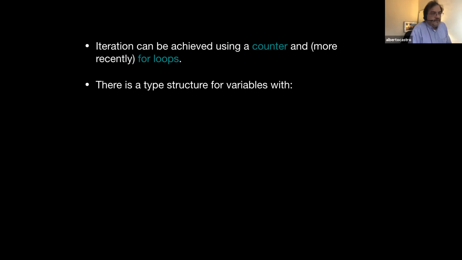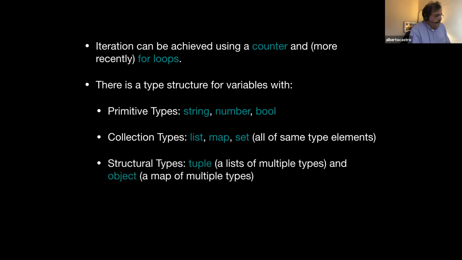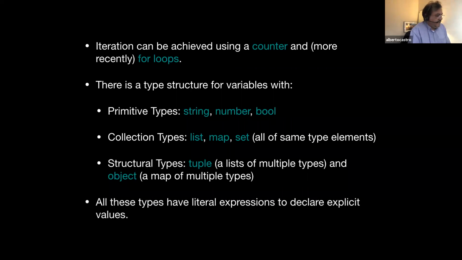And there are all sorts of type structures. For example, we have primitive types, which are strings, numbers, or Booleans. And it's much better now in Terraform in HCL2. We have collection types, which are lists, maps, or sets. In other words, we have lists of all the same type of elements, same thing for maps and sets. And then we have structured types: tuples, which are arrays of multiple different types, and objects, which are completely general maps. And all these types have literal expressions.